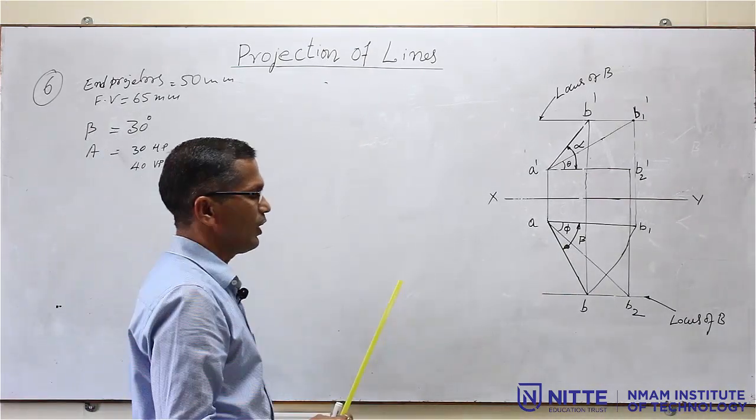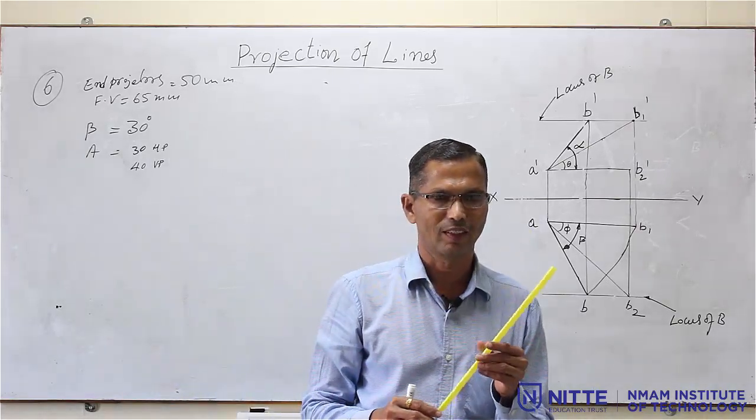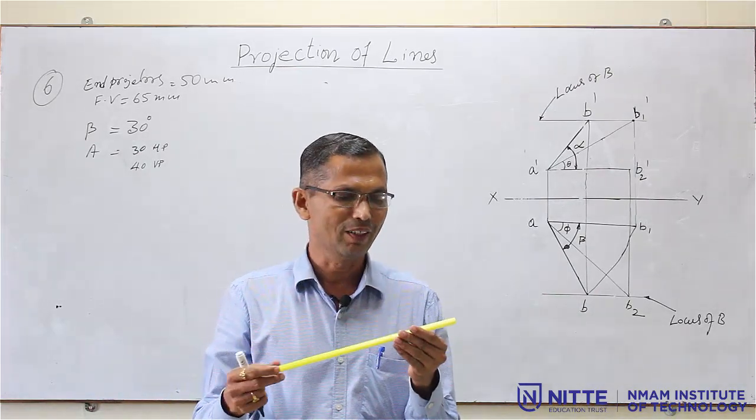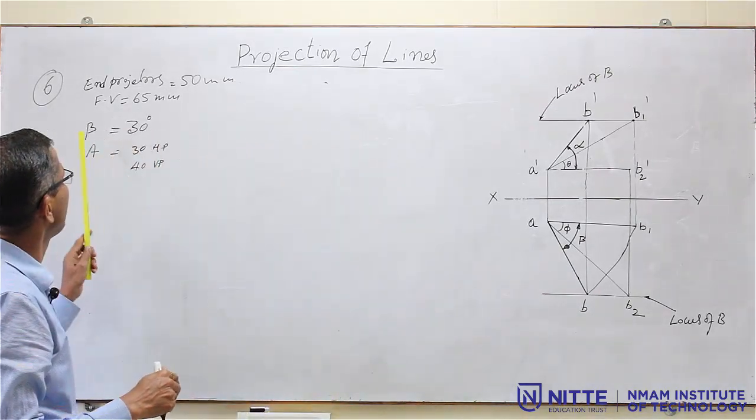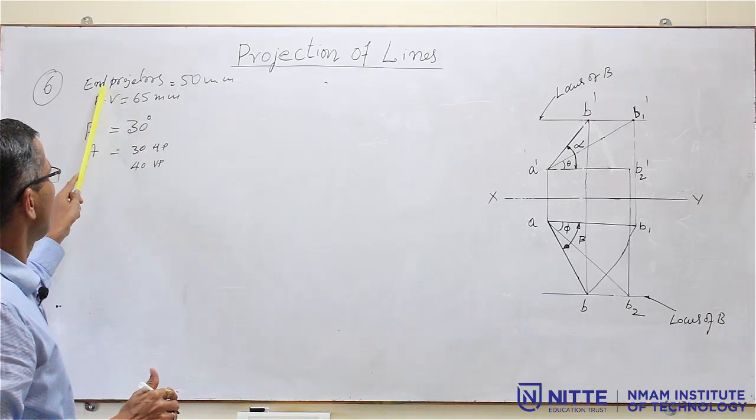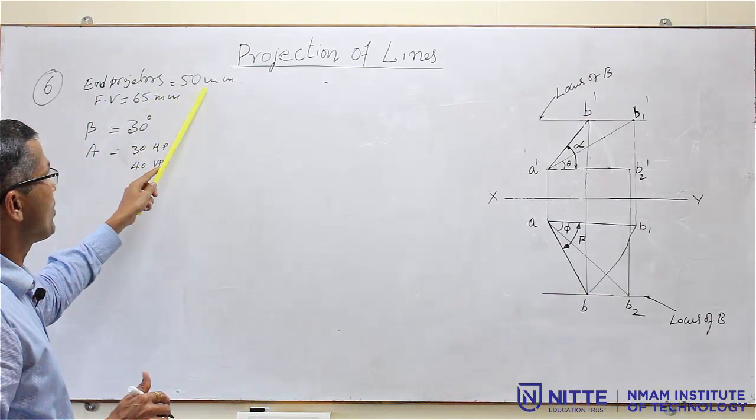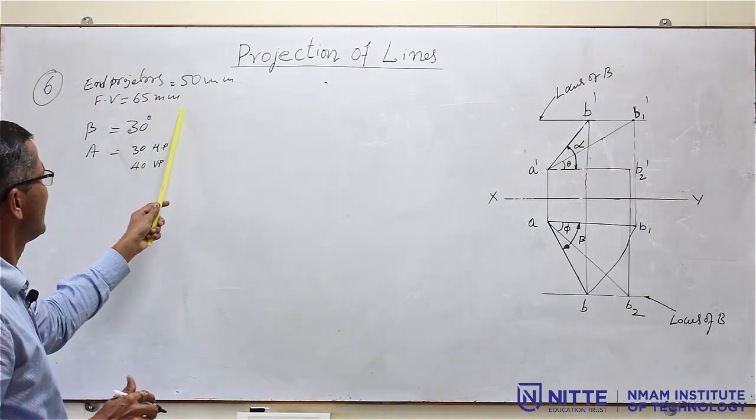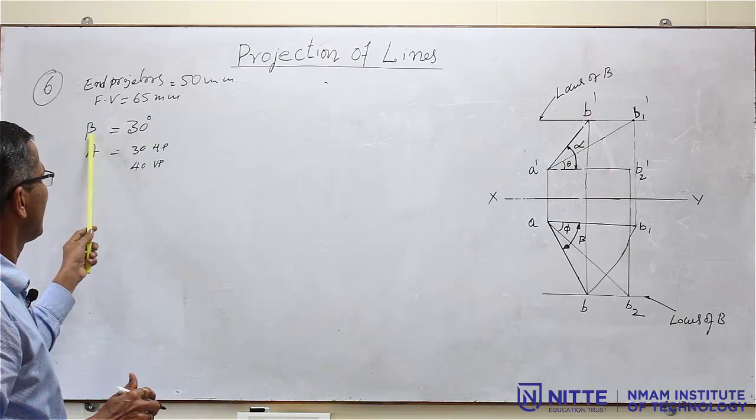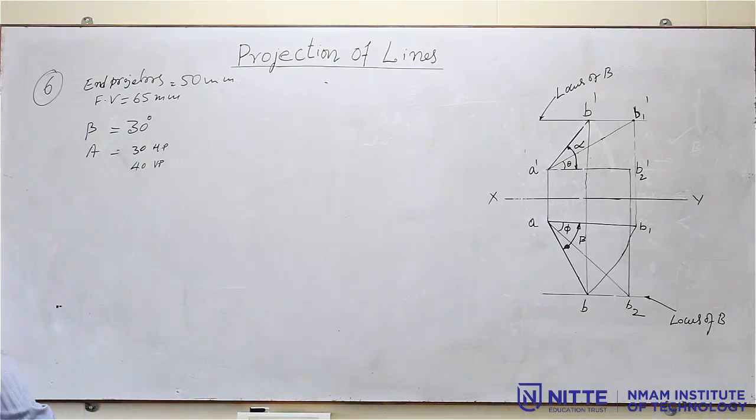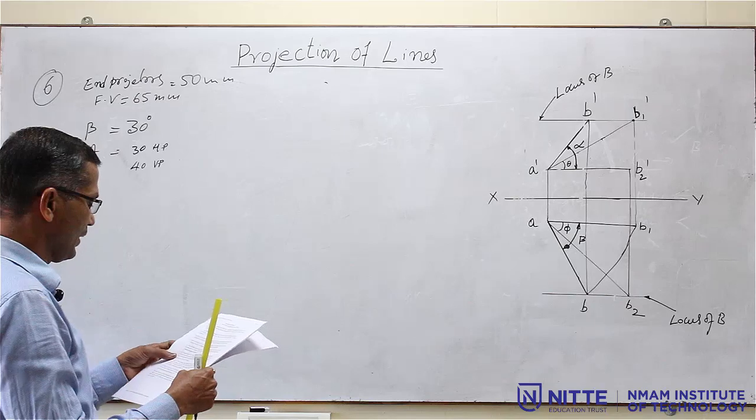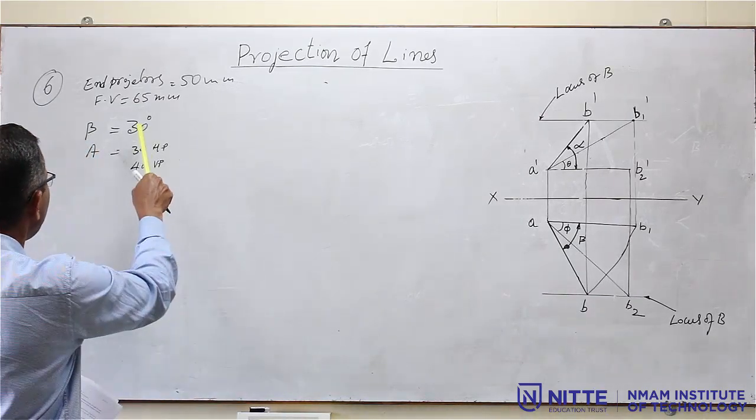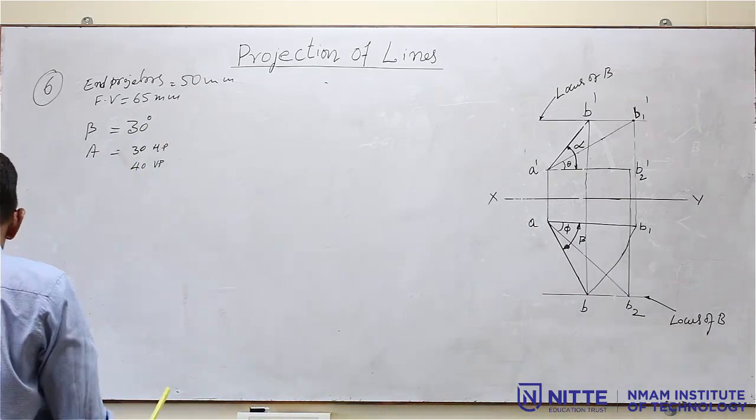Now, in this case, they have not given the length of the line. So, that is why they asked you to find the true length, the actual length of the given line. But what information is given? They told that the end projectors are 50 mm apart. So, that is one piece of information, and the front view is 65 mm and the top view is inclined at an angle of 30 degrees with the XY line, and the location of one end is given.